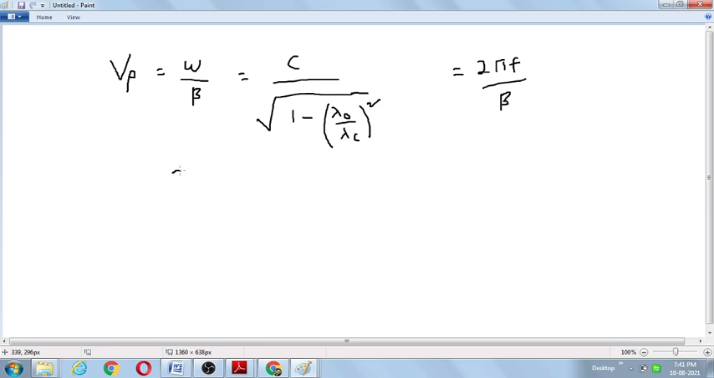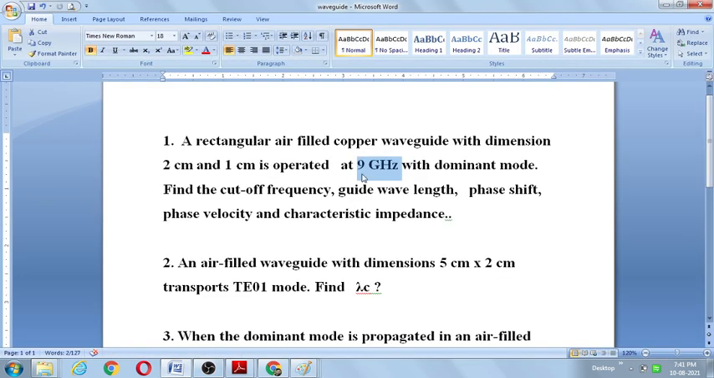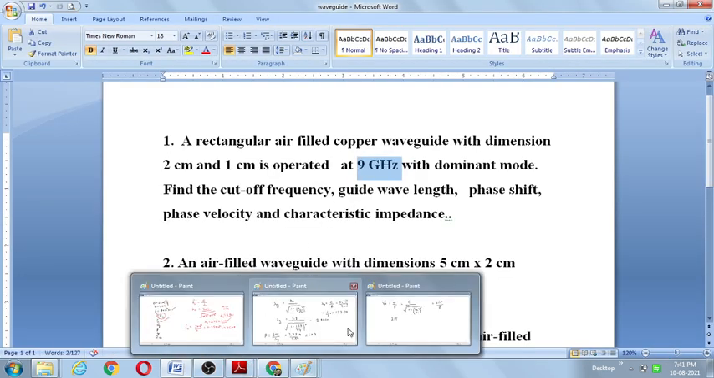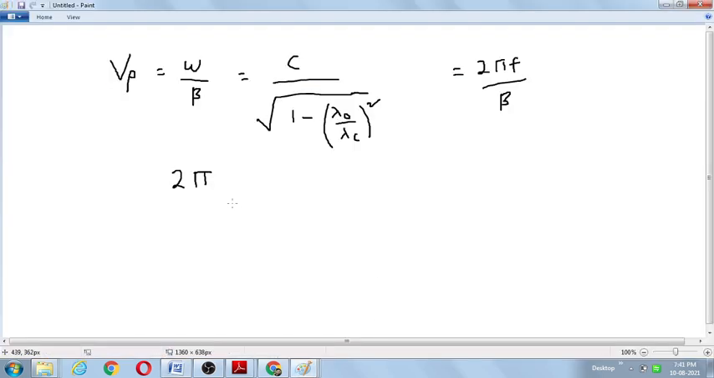So here f is given. F is nothing but operating frequency. Operating frequency is equal to 9 gigahertz. So 2 pi into 9 into 10 power 9 divided by beta. Beta is equal to 1.07. So you'll get some phase velocity. Okay, phase velocity.